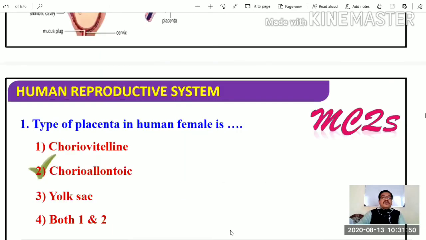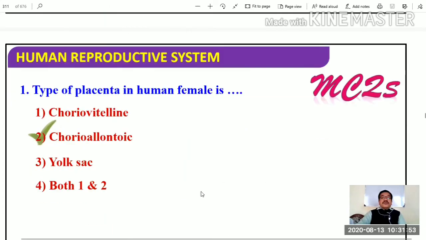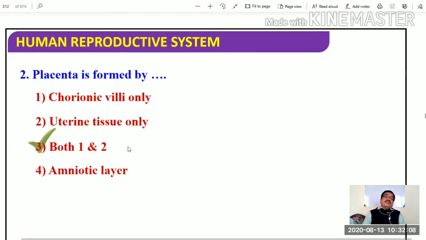What type of placenta is found in the human female? That type of placenta is called the chorionic placenta. Next MCQ: the placenta is formed by two structures, that is the chorionic villi and uterine tissue. So both the first and second answers are correct.